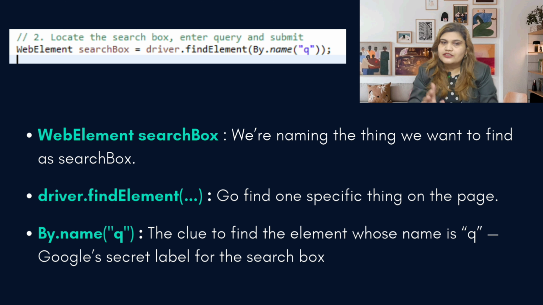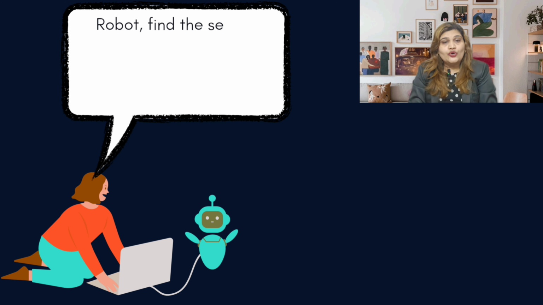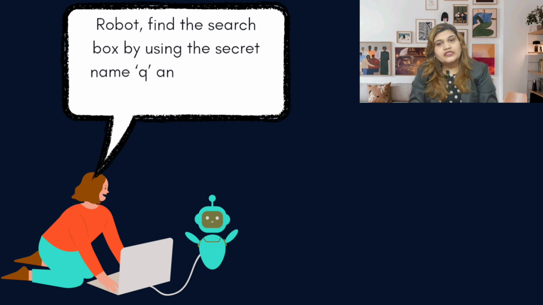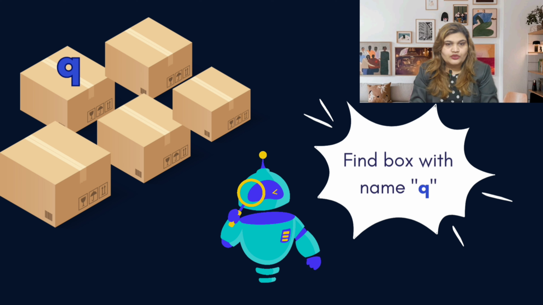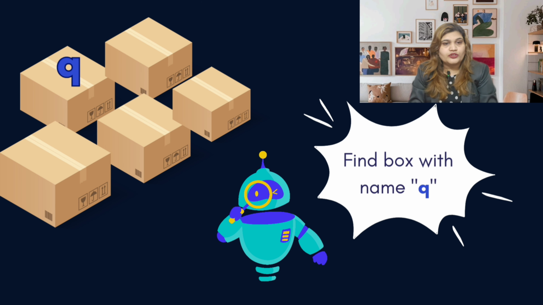Google's secret label for the search box. Altogether, robot, find the search box by using the secret name q and remember it as searchBox. So imagine you're in a room full of boxes and tell your robot, find the box labeled q and remember it. We'll use it in a minute.